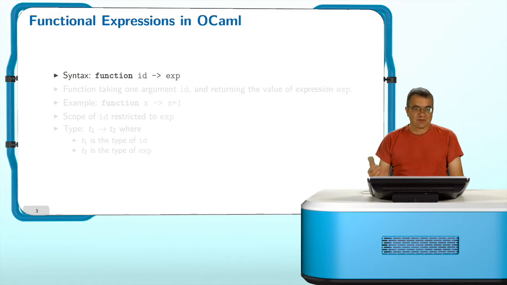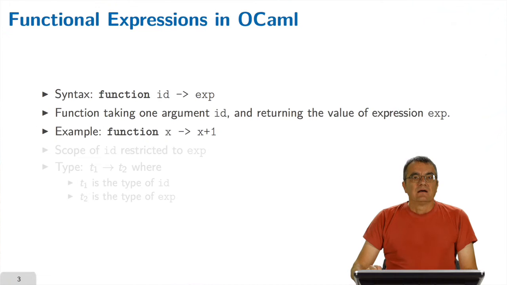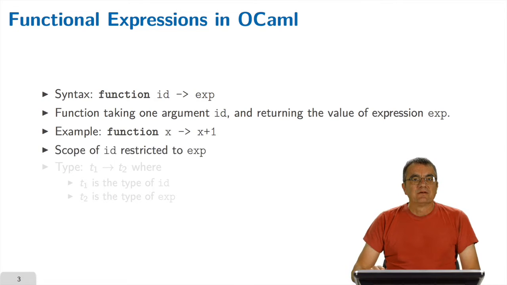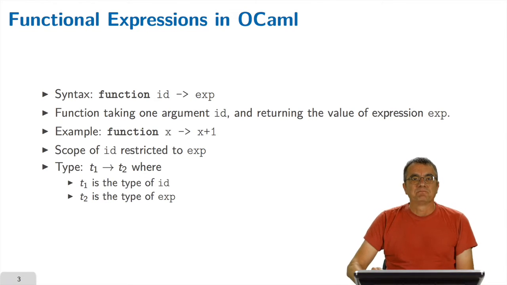And of course, in general, you would use the identifier id as the parameter of the function when writing this body exp. An example of this would be the function which maps x to x plus 1. This would be written function x arrow x plus 1. So this is quite simple to write down. Of course, the scope of the parameter of this function would be restricted to the expression as it was before when we defined functions having a certain name.